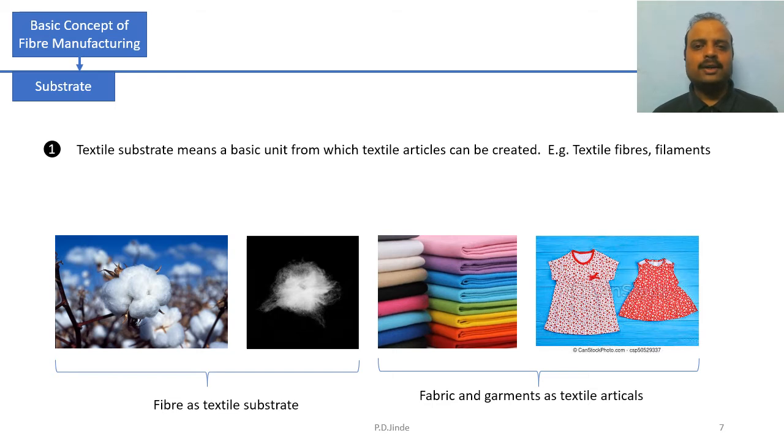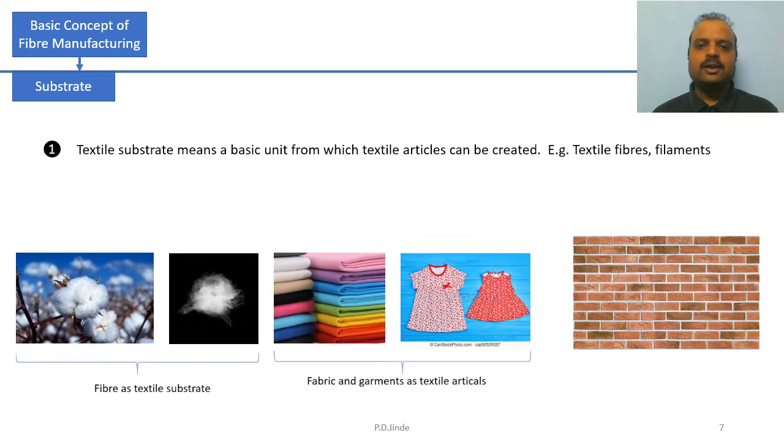To get more clarification, let's take an example of a brick wall. Here, the wall is prepared by assembling many bricks together. In this case, the substrate is brick and the article is wall. In our textile terminology, fabric is an assembly of fibers. So, fibers are referred to as substrate and fabric is referred to as an article. Without fiber, it is impossible to prepare a fabric or a garment.